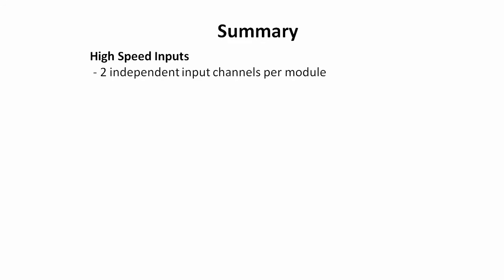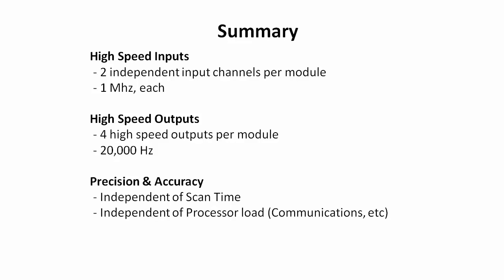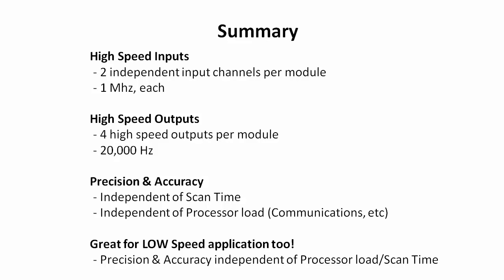So if you need to monitor signals from devices like encoders at rates of up to 1 megahertz and use that input to control outputs at rates of up to 20,000 hertz, and you need to do it with precision and accuracy that's completely independent of the scan time or current processor load, then this high-speed input module from Automation Direct is the way to go. And while we associate this with high-speed inputs, don't forget that it works great for low-speed applications that still need that precision and accuracy which is independent of processor load.